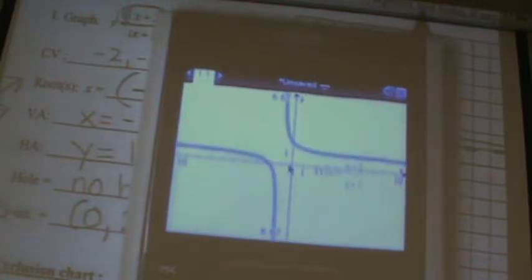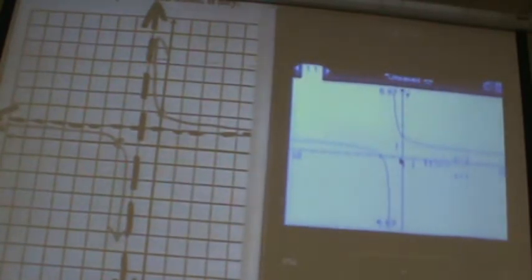Okay, so I'm going to type in x plus 2 in the numerator, and then x plus 1, and hit graph. And check this out. How close were we? Pretty darn close. Okay. So what is this right here, Andrew? What's that right there? 0, 2. Where do you think we got 0, 2?